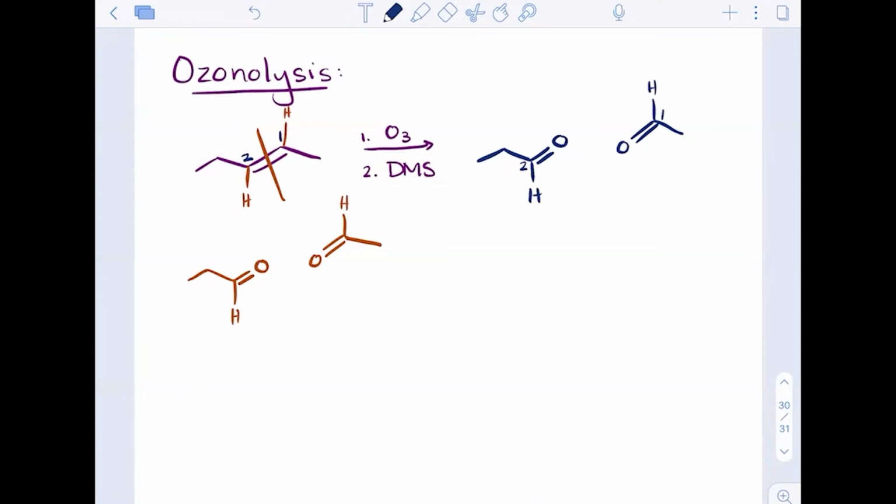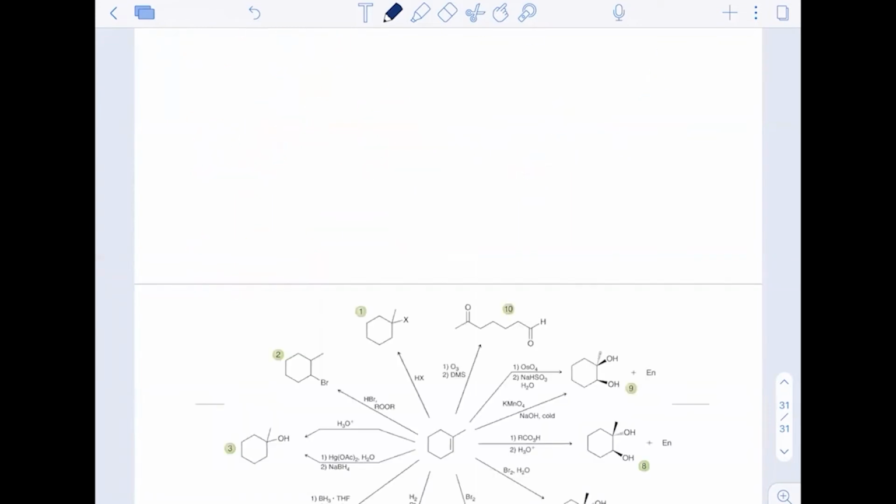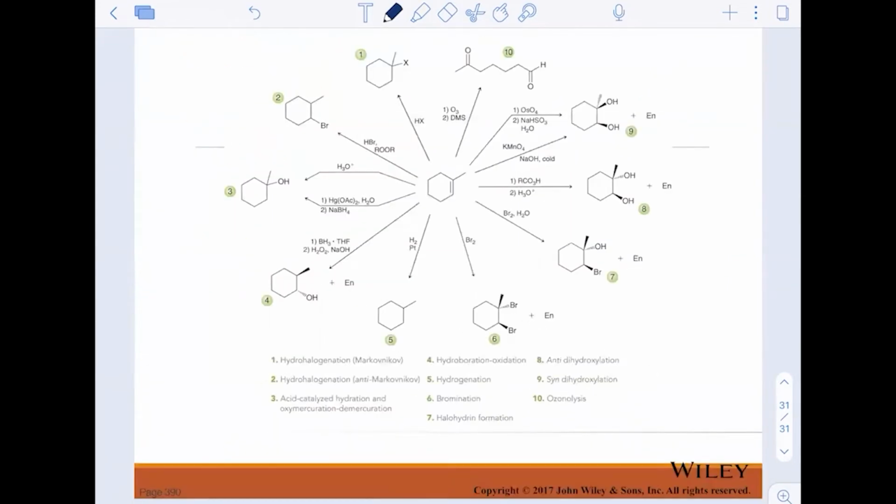Two-step reaction, we use ozone first, and then DMS, dimethyl sulfide, as a reagent to use in step number 2 to clean up that excess ozone. I like this, we'll practice with this spider diagram idea in class together, but these are all the reactions that we just learned. A lot of them we had mechanisms for. I want to go through that.